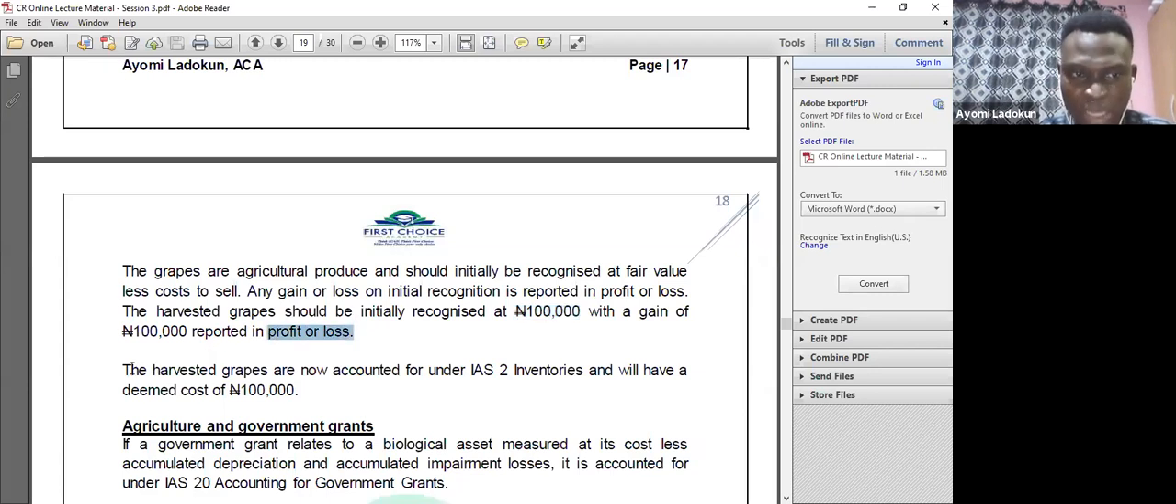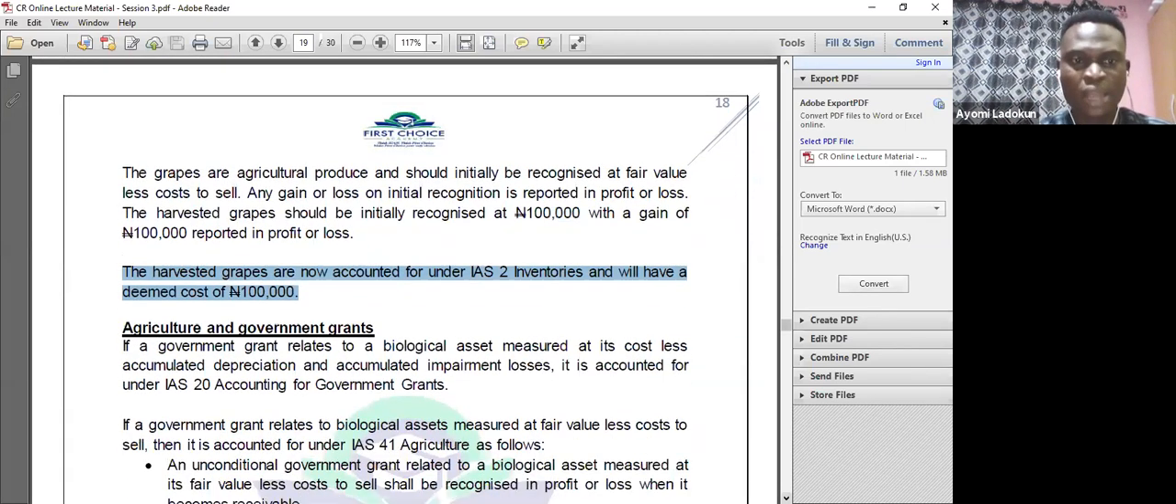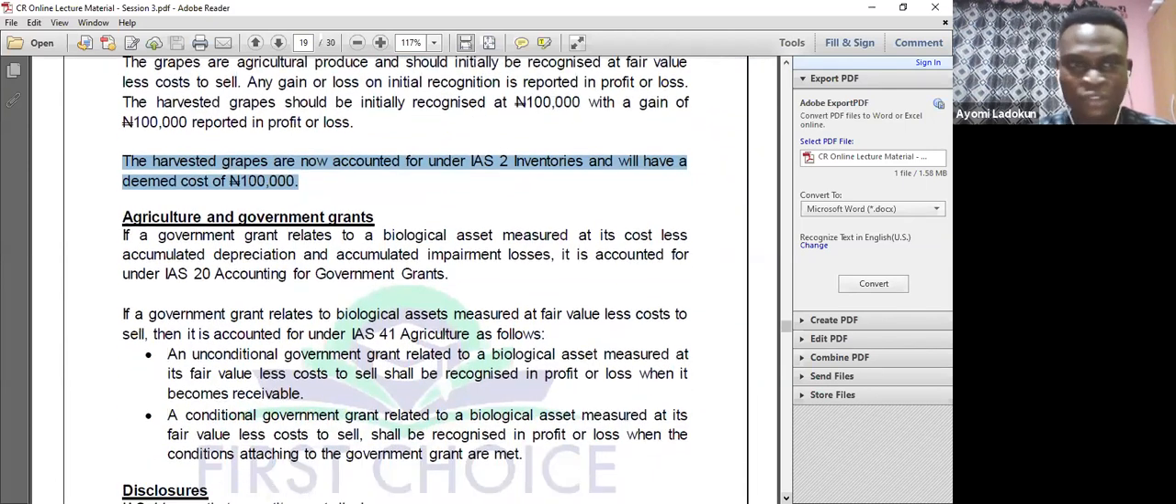So this 100 will now be accounted for in line with IAS 2, and will be called the deemed cost. So once you harvest it, IAS 41 will cease to apply. Then you begin to carry it under what we now call IAS 2. All right, so that is IAS 41.